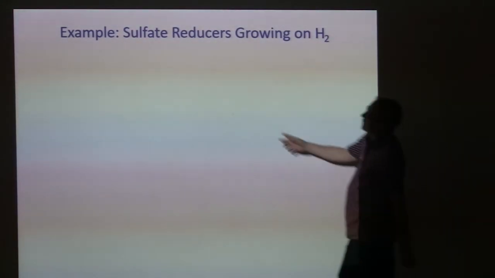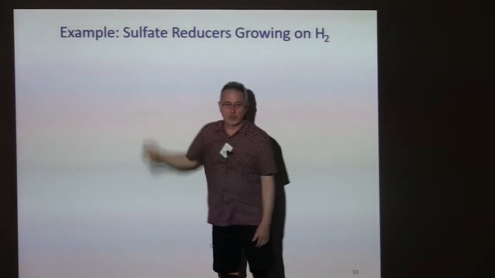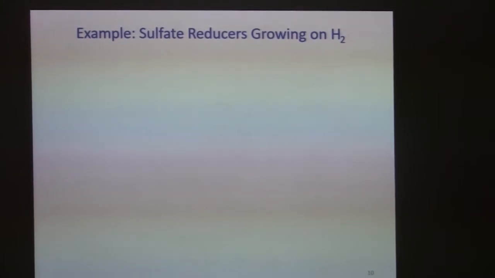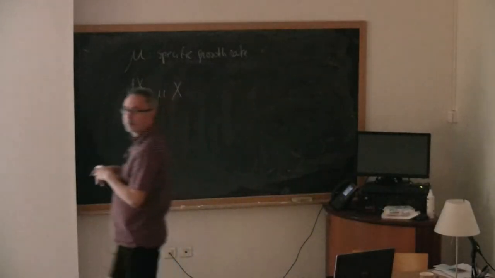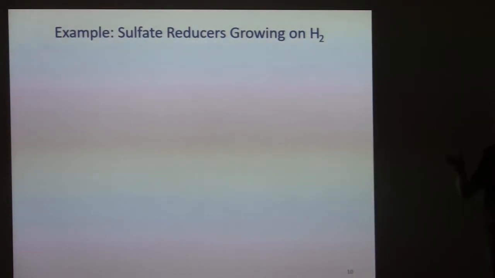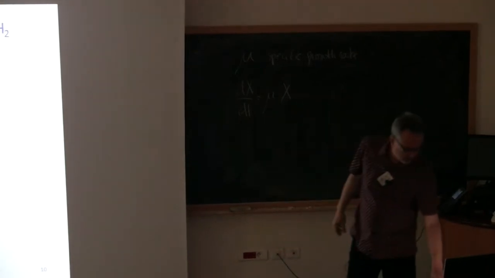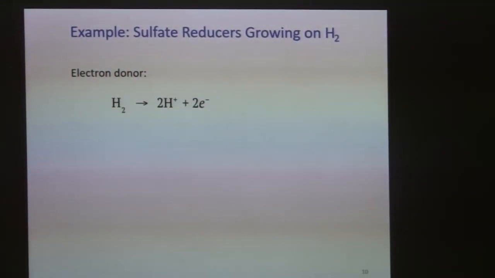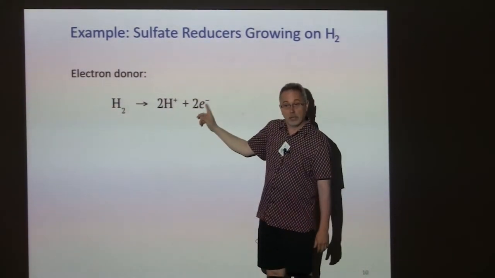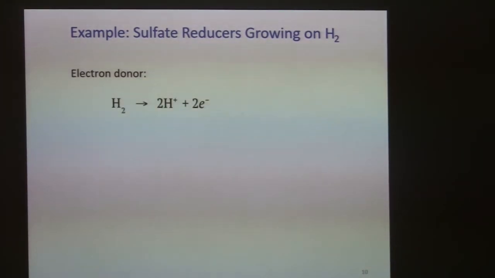So sulfate reducers, these are microorganisms that use sulfate as the electron acceptor, so they don't use oxygen, they use sulfate, and they're growing on hydrogen. So you have sulfate and hydrogen. Which substance is the electron donor? Which one is going to give off the electrons? Which one is the reduced substance? Sulfate or hydrogen? The hydrogen is the reduced form, so that's the electron donor. The hydrogen can produce protons or hydronium ions and give off the electrons. So it's the hydrogen that's the electron donor, so the sulfate is the electron acceptor.